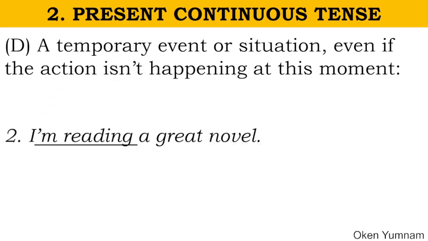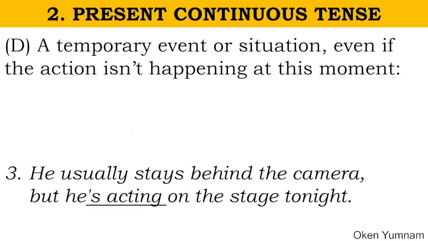See here, I'm reading a great novel. It's not necessary that you are reading right now. It also means that you have been reading it and still reading. He usually stays behind the camera, but he's acting on the stage tonight. Yes, usually he's behind the camera, but tonight, he's on the stage for a brief temporary situation only. So we use this present continuous tense.